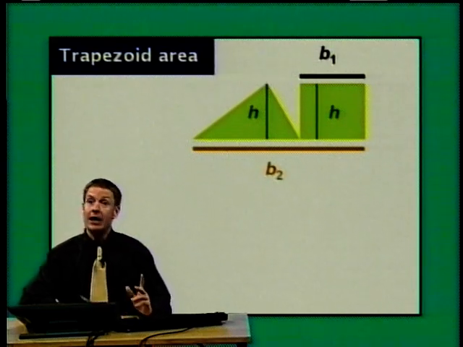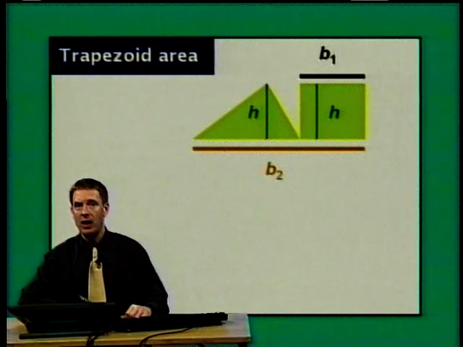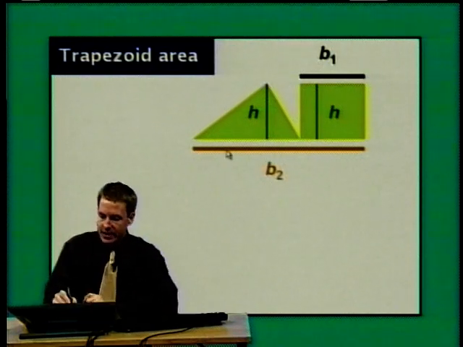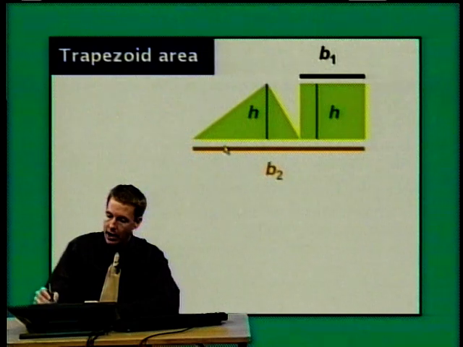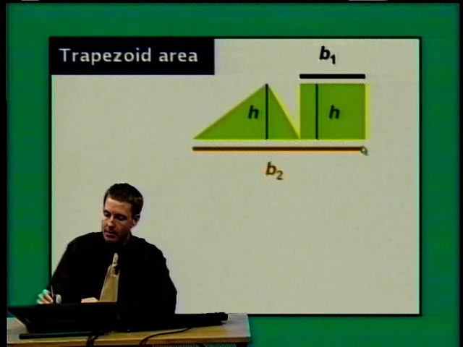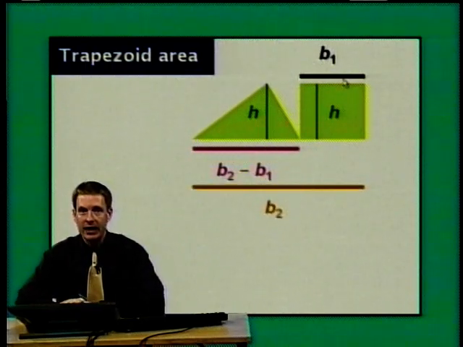Now in this picture, I can see that the area of the rectangle is going to be b1 times h. I can't quite see what the area of the triangle is though, because I don't have an expression for the base of the triangle. But if this entire length is b2, and this piece of that length is b1, then this piece of the length must be the entire length, b2, minus this length, which is b1. So now I can see what the area formula is for the triangle. It's 1/2 of b2 minus b1, that's the base, times h.